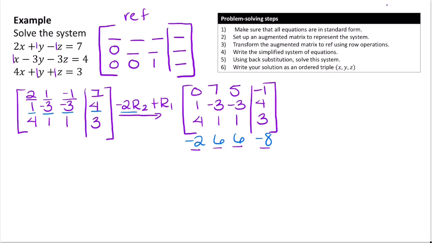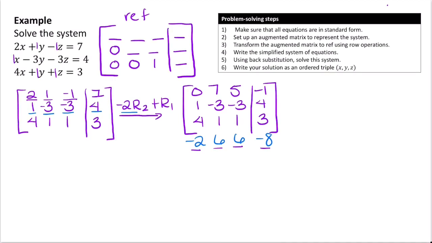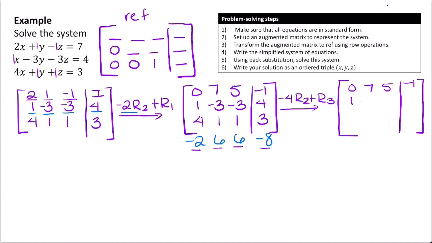So now let's think about what to do next. I need to make a second 0 in the first column. So I'm going to use that 1 in row 2 to help me out again. I'm going to do -4 row 2 plus row 3. Remember, when I do this, my row 3 is going to change, but my row 1 and row 2 are going to stay the same. So I'm going to write those down first, and that gives me this matrix. I have 1, -3, -3, 4.